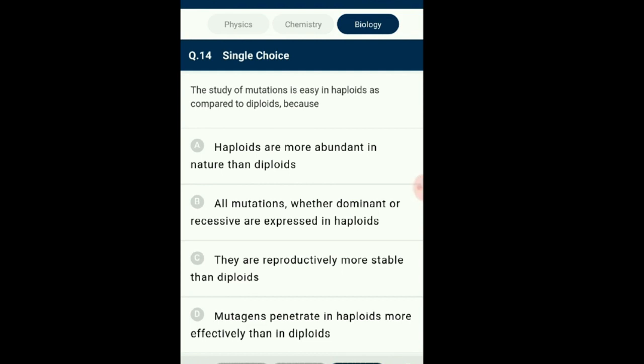Since haploids do not have the whole pair of alleles, their allele is not influenced or affected by a counterpart. All allele types get expressed in a haploid. It is the choice of cells for studying mutations, as even the recessive allele will get expressed and not just the dominant type, since the recessive allele is singular and not in a pair. So the answer is option B. All mutations, whether dominant or recessive, are expressed in haploids.